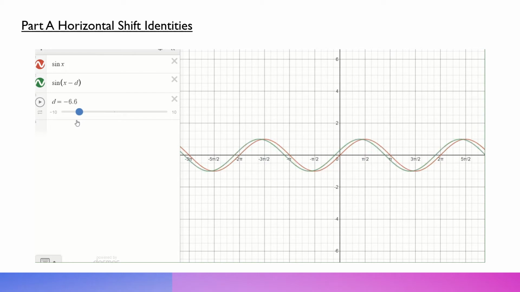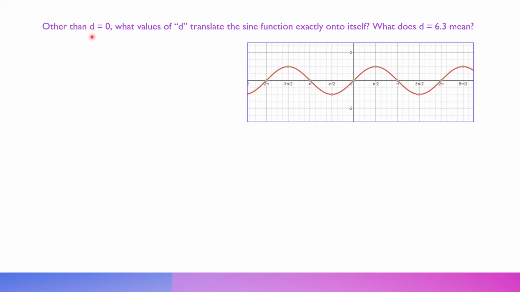There's a -6.3, and there's many more. I only have my scale going from -10 to +10, but because the sine wave is repetitive, it's periodic, I would have an infinite number of possibilities of numbers here. So let's talk about exactly what that d value is. Other than d equals 0, what values of d translate the sine function exactly onto itself? We found a 6.3. What does that mean? I hope you recognize that as being 2 pi.